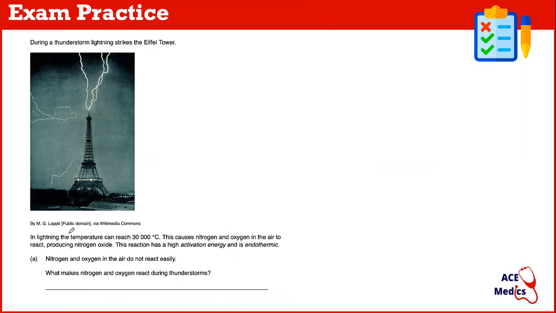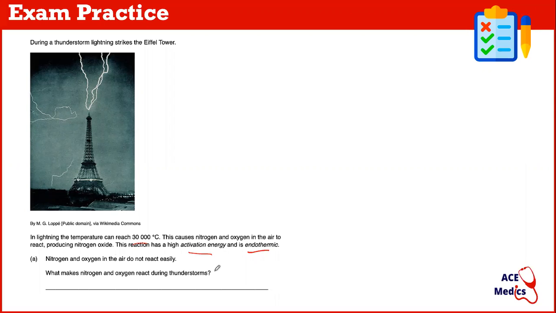So let's look at this question. In lightning, the temperature can reach up to 30,000. This causes nitrogen and oxygen in the air to react, producing nitrogen oxide. And this reaction has high activation energy and is endothermic. Nitrogen and oxygen in the air do not react easily. What makes nitrogen and oxygen react during the thunderstorm then?